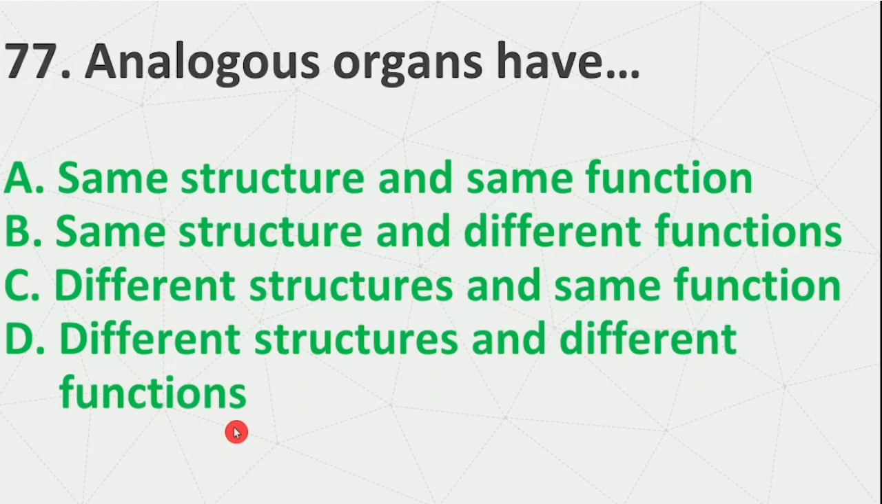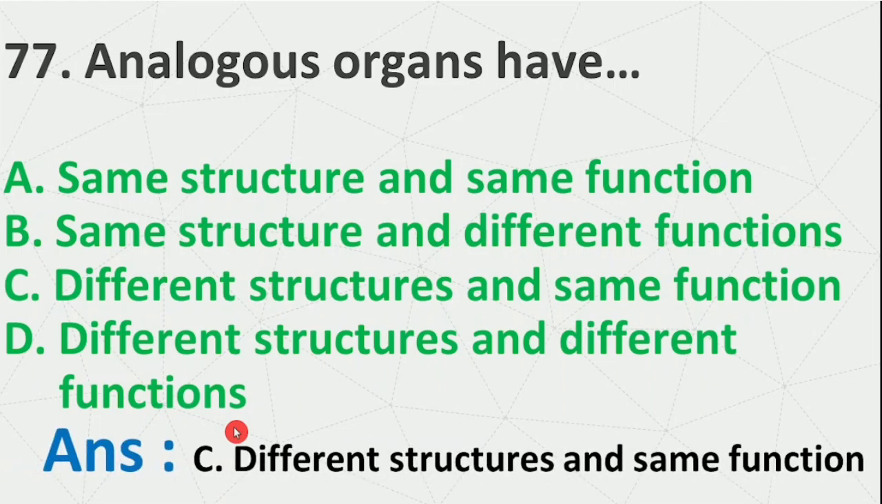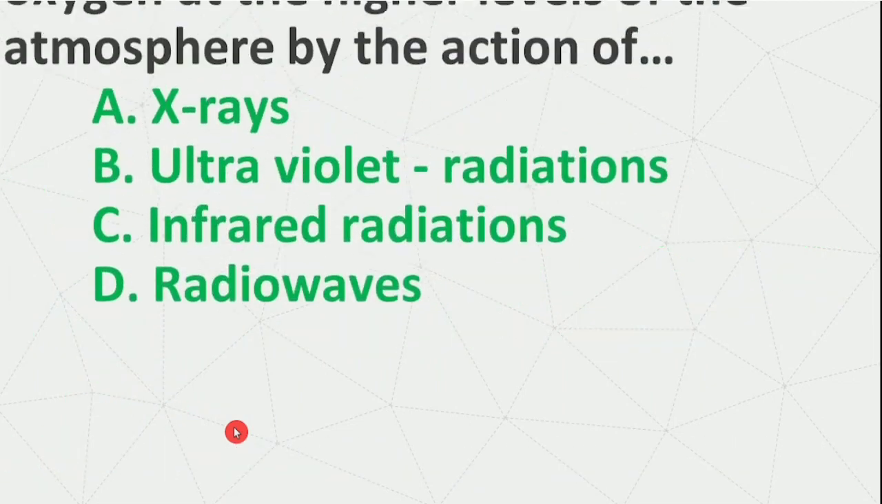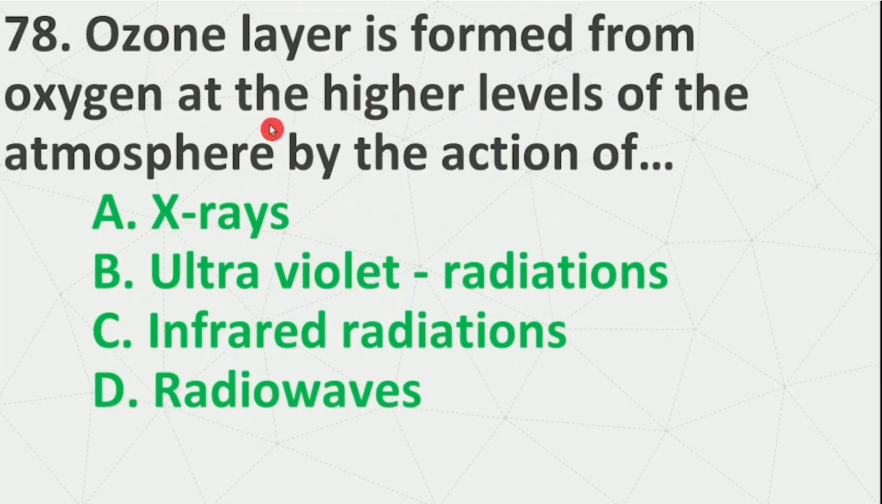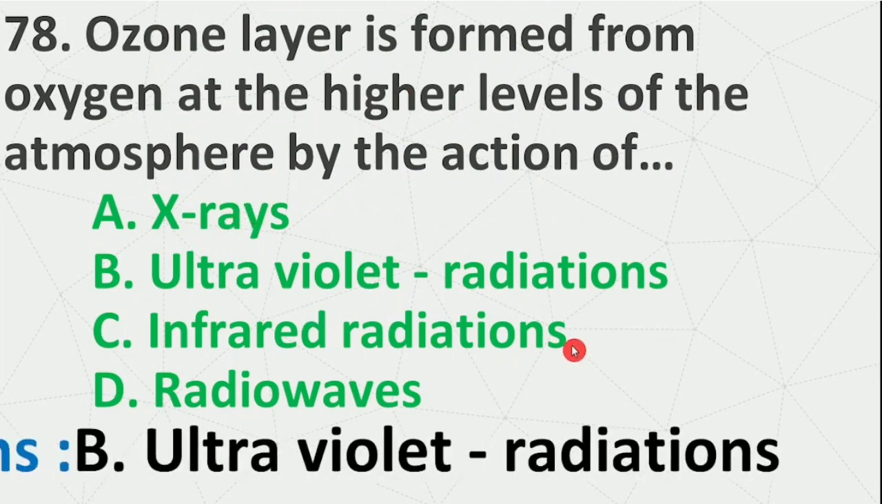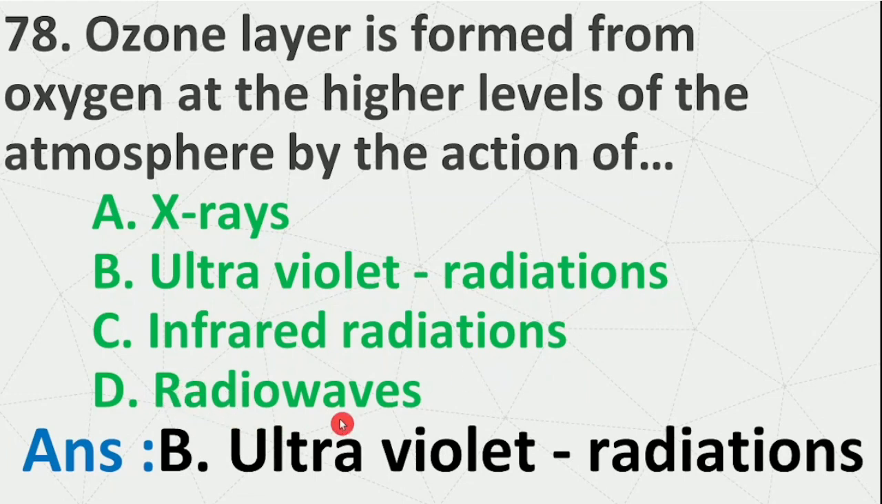Question number 78. The ozone layer is formed from oxygen at the higher levels of the atmosphere by the action of X-rays, ultraviolet radiation, infrared radiation, or radio waves. In the atmosphere, it is ultraviolet radiation. By the action of this ultraviolet radiation, the ozone layer is formed. So option B, ultraviolet radiation, is the correct answer.